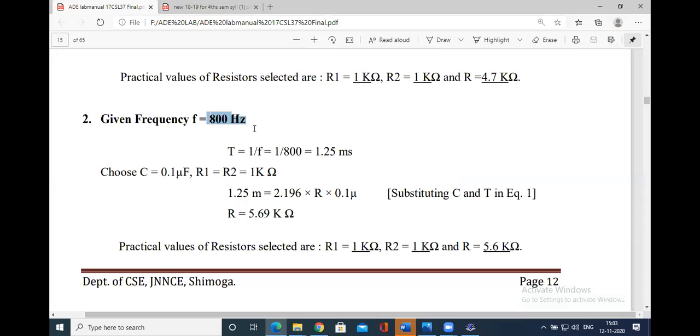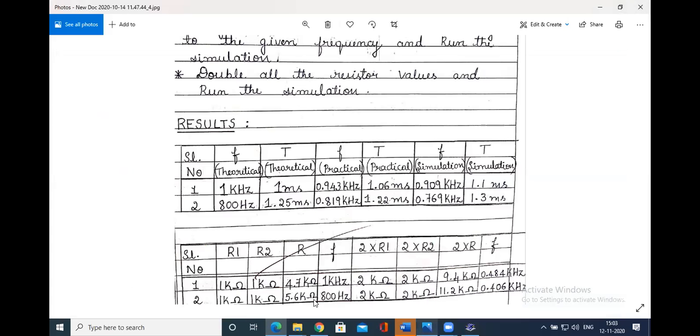Based on this value, what you have to do? You have to calculate the time period. What is time period? 1 by f, 1.25 millisecond. You got it, right? So in the simulation, you got about 1.3 millisecond. So based on these values, theoretically you found the values and you got this resistor value, that is 5.6 kilo ohm, right? Then what did we do?